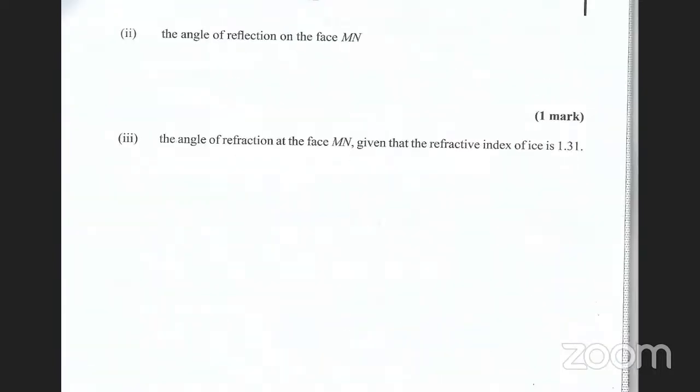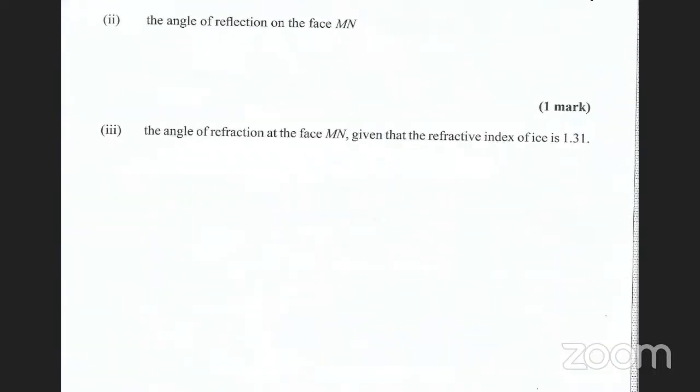Find the angle of refraction. They give you the refractive index. Find the angle of refraction. Quick. What's the formula we're going to use?